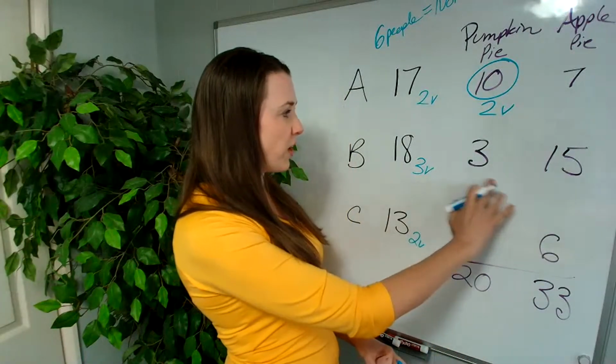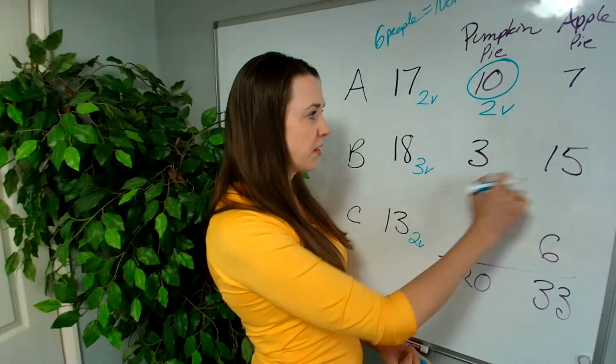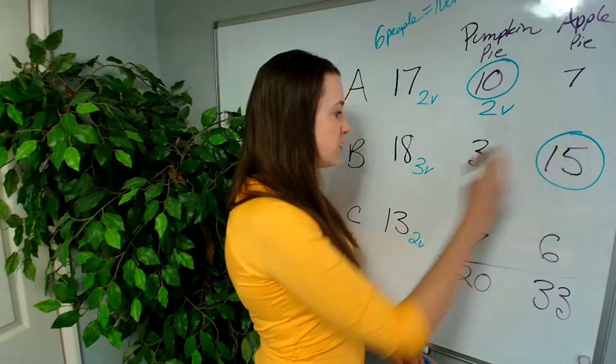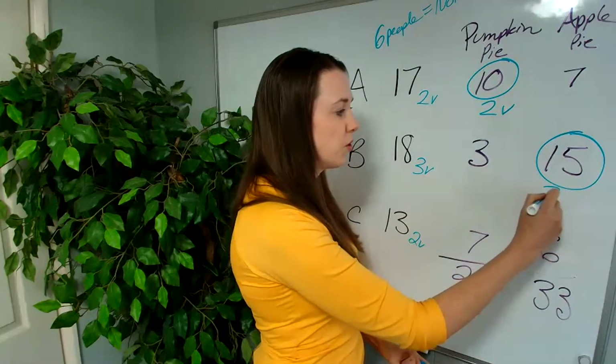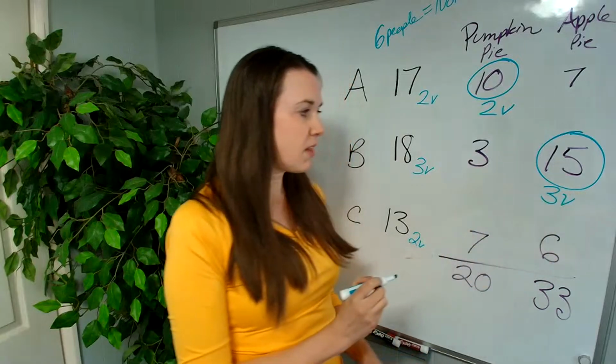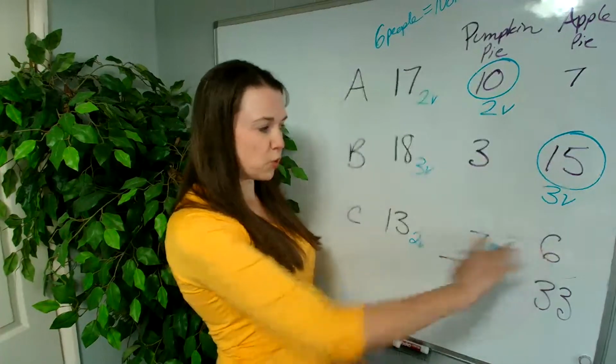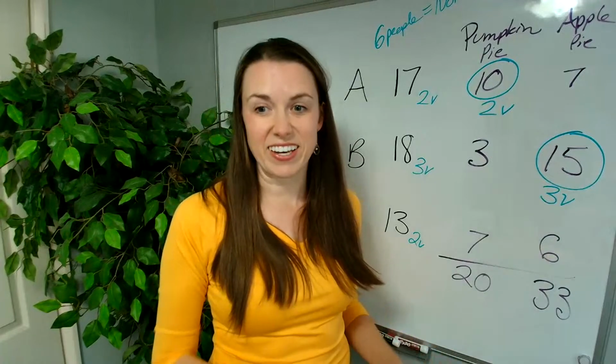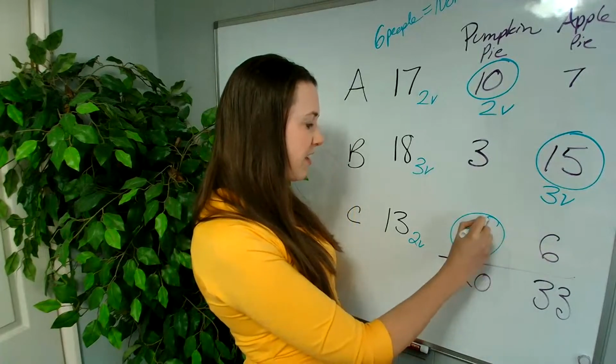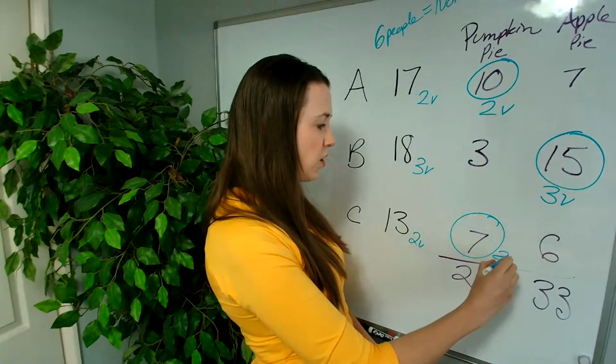Okay, this one right here, which one is bigger? The 15. So we get 3 votes right here. And right down here at the bottom, they have the 2 votes. Which one is bigger? The 7, right? So we're going to circle the 7 and they get 2 votes.